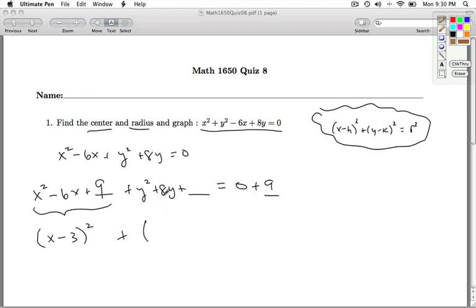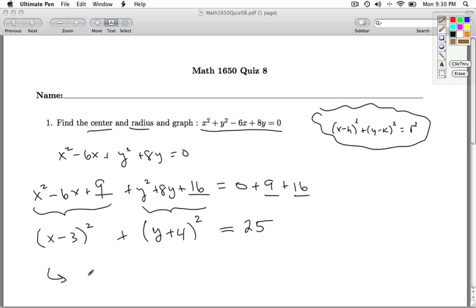Now what perfect square starts off y squared plus 8y? Well, it's going to be (y plus 4) squared, taking half of 8 to get 4. And if you take the time to multiply this quantity out, you get y squared plus 8y plus 16. And so the right-hand side is now 0 plus 9 plus 16, that's 25.